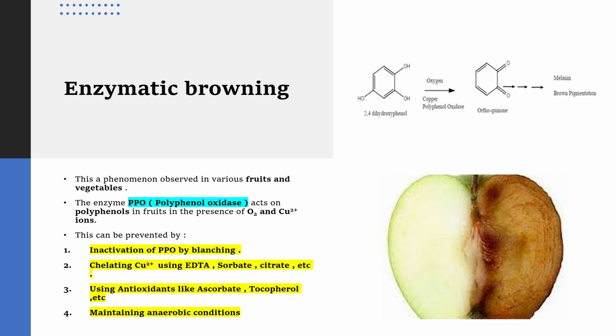The second step which can be used is chelating copper ions using chelating agents like sorbate, citrate, EDTA. We know that without the presence of copper ions, the enzyme will not start working, so we just remove the copper ions using such agents. We can also use antioxidants which will keep oxygen away, like ascorbate, tocopherol, TBHQ, BHT, etc. And the last and the most simple thing is maintaining anaerobic conditions.